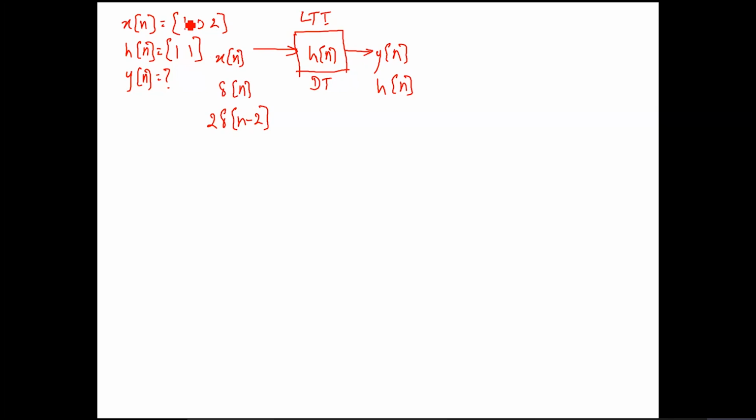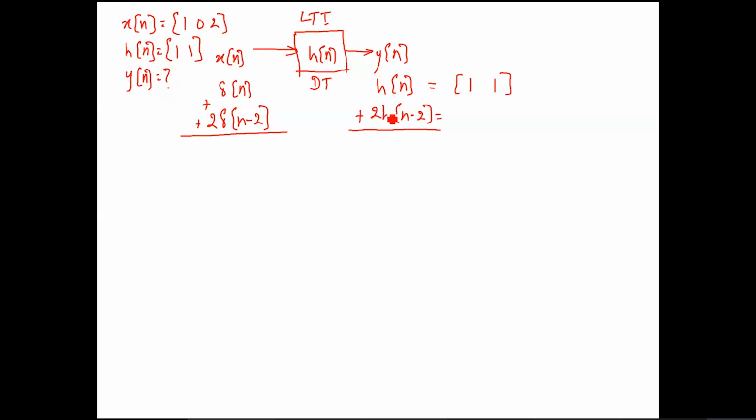So if we have this plus 0 plus this, then what should be the output? If input is this, what should be the output? Delta n gives you h of n. 2 times delta n minus 2 will give you 2 times h of n minus 2. And if this plus this is given as an input, this plus this should be the output. Now what is this plus this? First of all, we know that h of n is given to us. It is just 1 and 1.